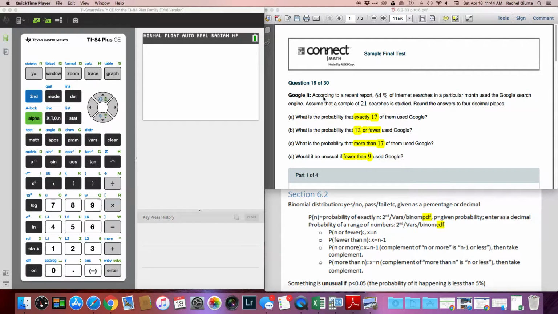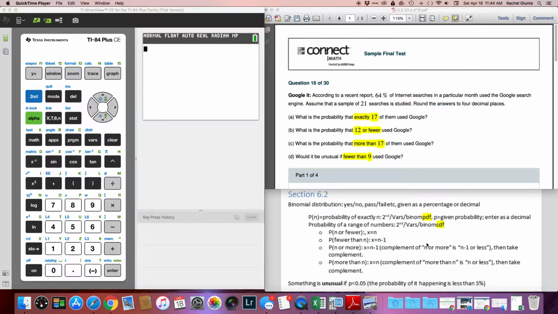Okay, so this is according to a recent report, 64% of internet searches in a particular month use the Google search engine. Assume that a sample of 21 searches is studied. Round the answers to 4 decimal places. So most of these you're going to get a percentage and a sample size, and then in each section it will give you numbers and some other keywords that you need to look at.